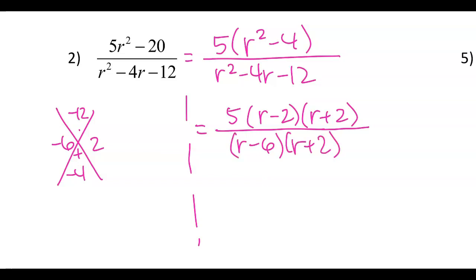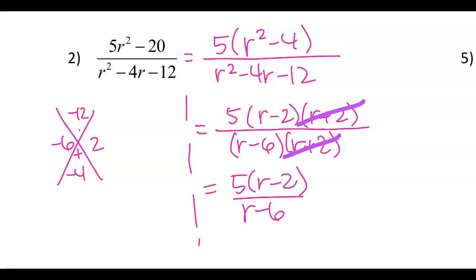Maria, can I cancel anything here? Those are gone. Can I cancel anything else? No, nothing else cancels. Does anything reduce and still stay there? No. Okay, so it looks like my only answer is going to be 5 parentheses r minus 2 over r minus 6. Remember, we've had this discussion. You cannot cancel the r's because you don't like how they're looking at you. You have to keep it just like it is. This would be your answer. If you want to distribute that 5 in your numerator, you're more than welcome to, but you don't have to.